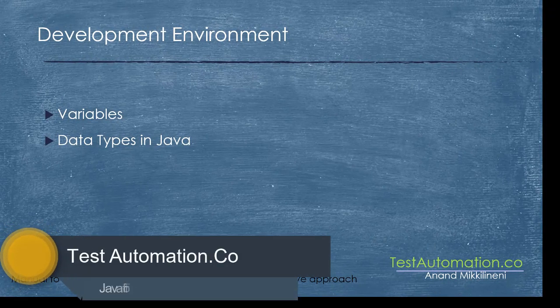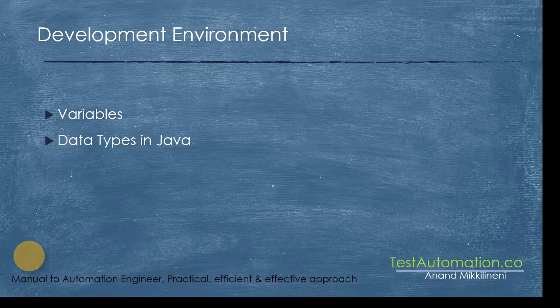Hello, welcome back. In this lesson, we're going to talk about variables and data types in Java. A variable is a container that holds a value which will be used in the program. In Java, every variable should be declared and it should be initiated with a value before it is used. Now, let us take a look.